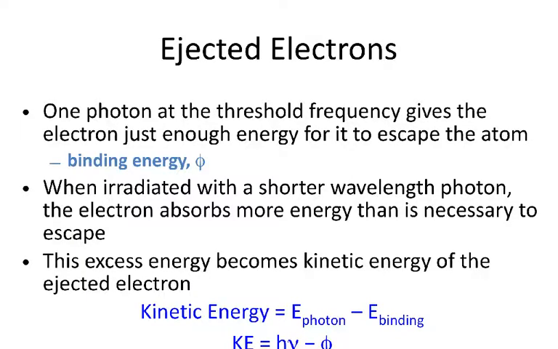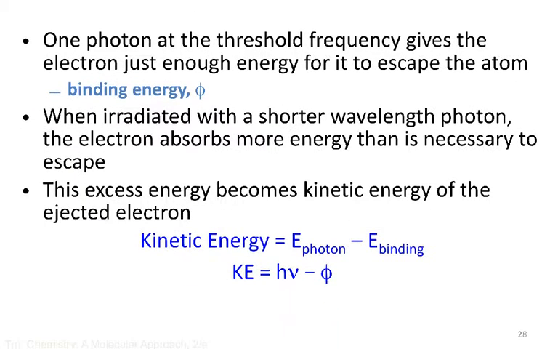When there's more energy given than that needed binding energy, that extra energy becomes the kinetic energy of the ejected electron. So the kinetic energy of our ejected electron is going to be the energy of the photon minus the binding energy. The binding energy is the energy needed for it to escape, and the energy of the photon is the total energy transferred. So if you take the photon energy minus the binding energy, you get the kinetic energy of the ejected electron.